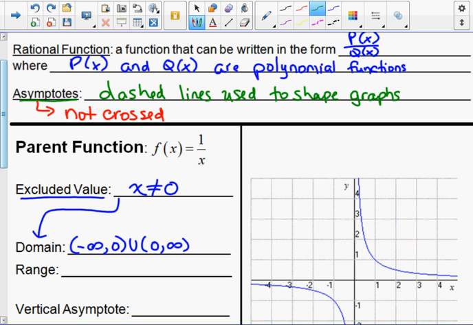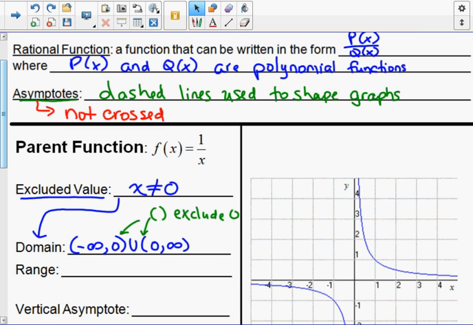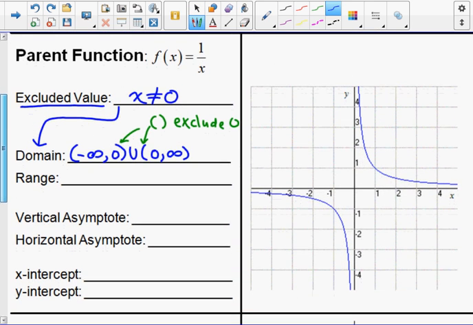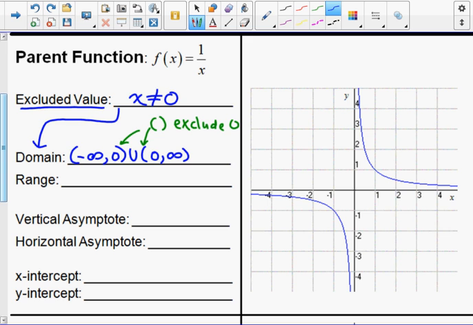Now if you notice in our domain, we have parentheses. These parentheses exclude 0, and that's it. Everything else is included. Now for the range, I think it's helpful to look at the graph. If you look at the graph on the right, it extends all the way down, it extends all the way up. But in the middle, it does not cross the x-axis. So our range is everything except for 0 as well.